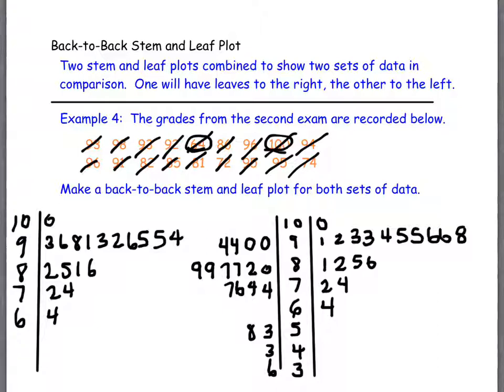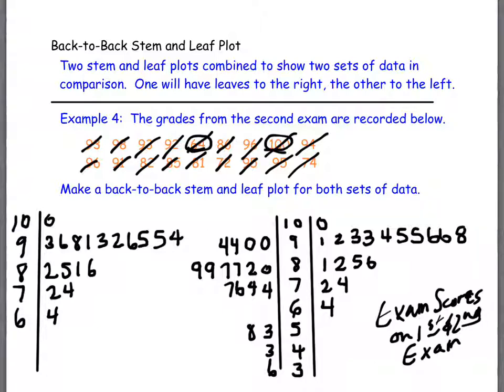I need to write that these are exam scores or grades from exams on a first and second exam. Now there's one more thing that we haven't written on either one of these. We actually have to say what in the world this diagram means. That is, what does the stem and the leaf represent?